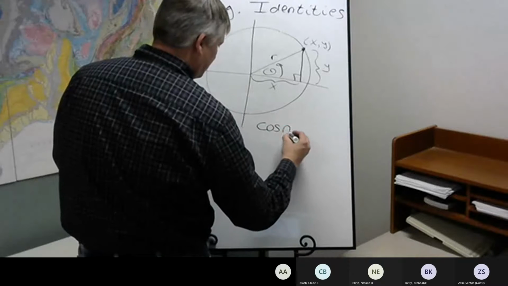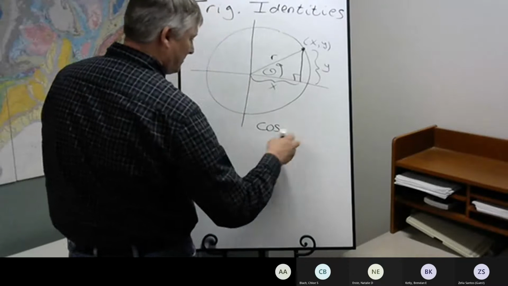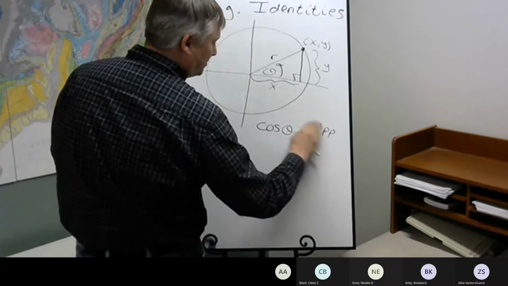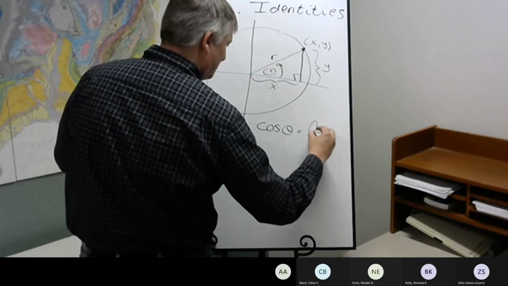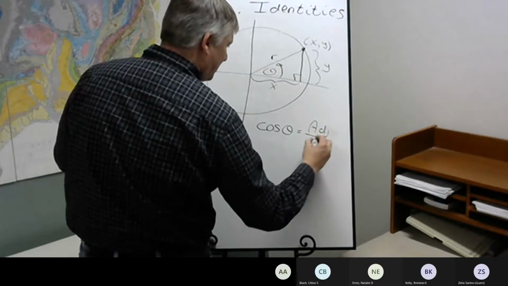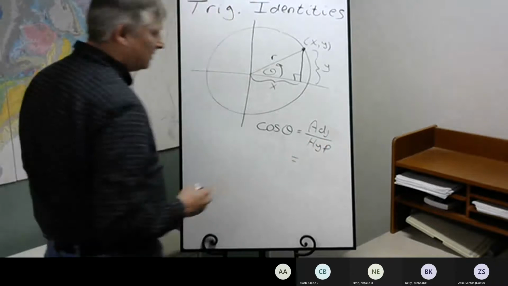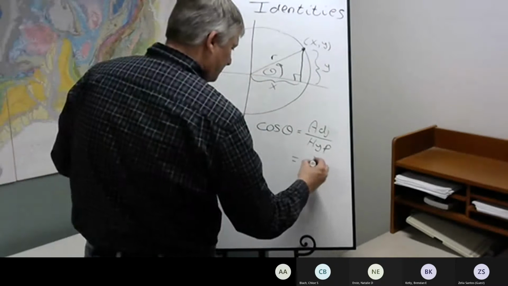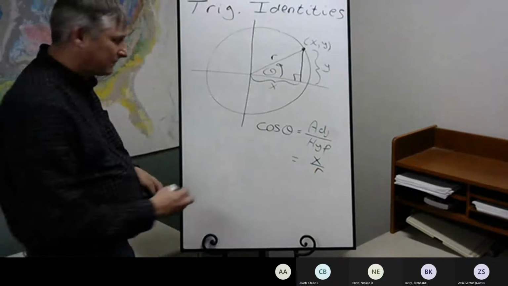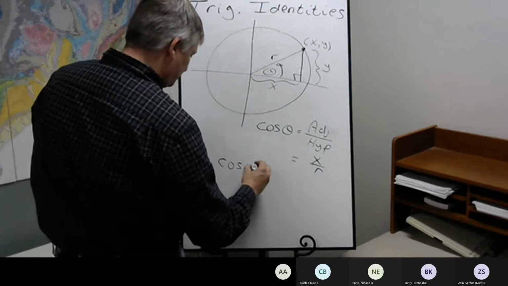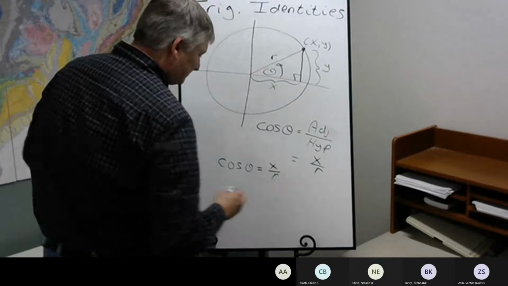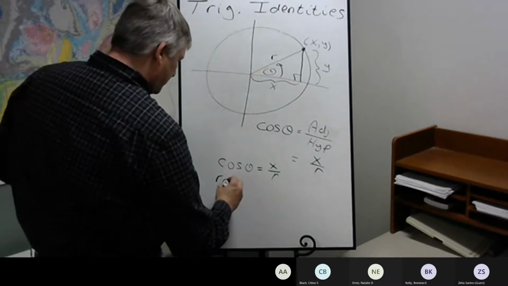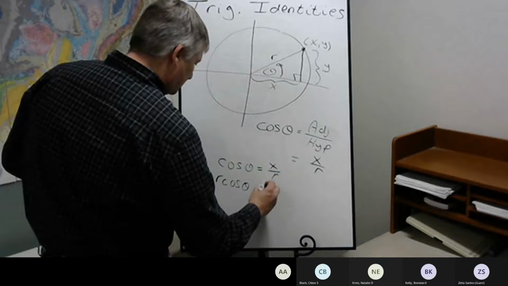Cosine of theta is the adjacent over the hypotenuse. Or in this case, this is your adjacent, that's your hypotenuse, x over r. Cosine theta, x over r. Let's solve for x. So what we're going to get is r cosine theta is equal to x.